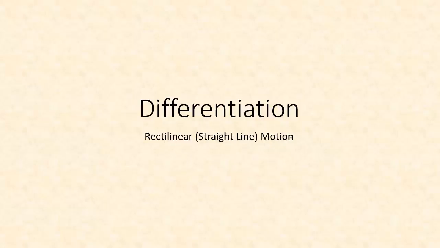Rectilinear or straight line motion. Now we have a few functions that we need to look at. The first one is displacement, which is often s of t. It's to do with change of position. Sometimes it's called x of t as well, because often the motion is along an x-axis.